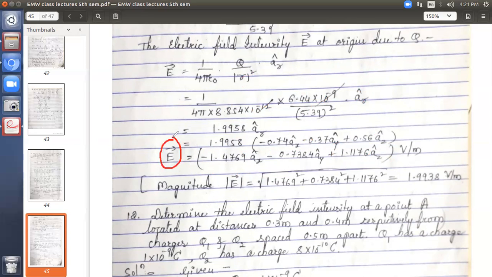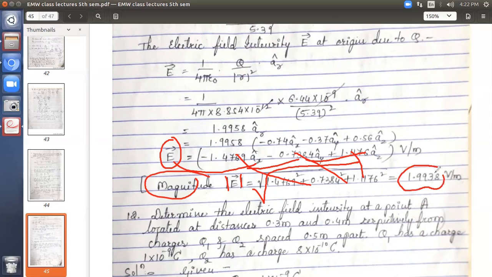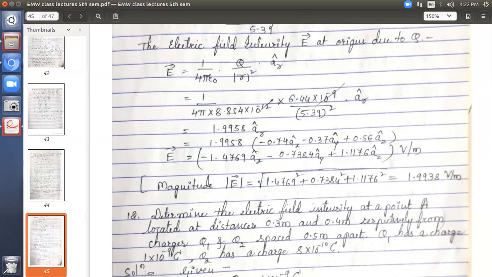I have written here the electric field intensity as a vector. It has AX, AY and AZ directions. But if I check here, you can see the magnitude is represented like this. The magnitude is the square root of the squares of the AX direction, AY direction and AZ direction components. It comes up to 1.99, approximately 2 volt per meter. Okay, I hope you understood this. Any doubts you can ask me.